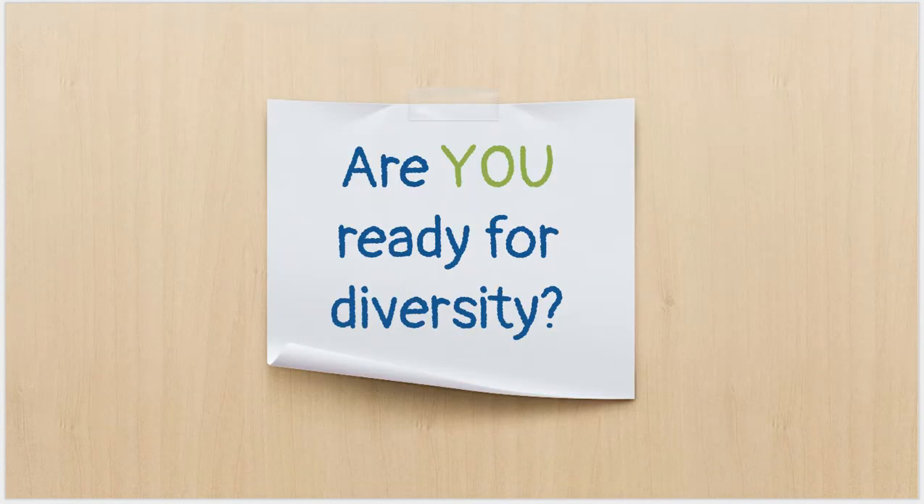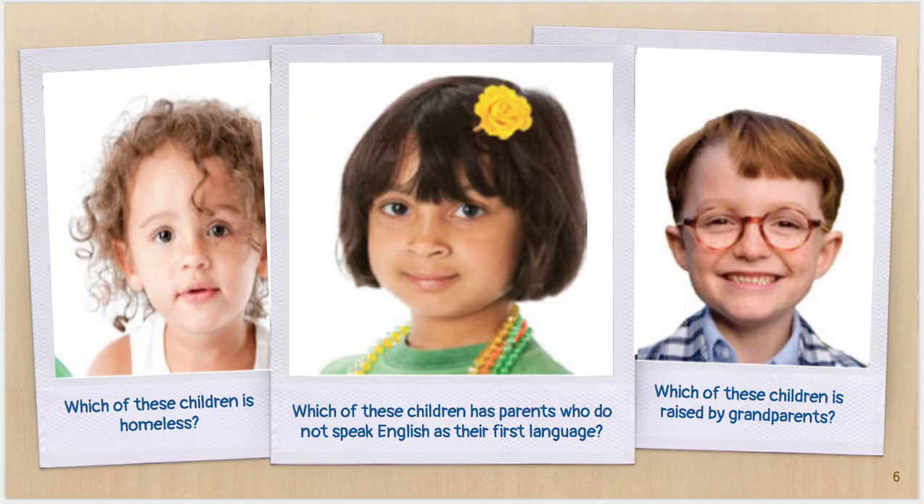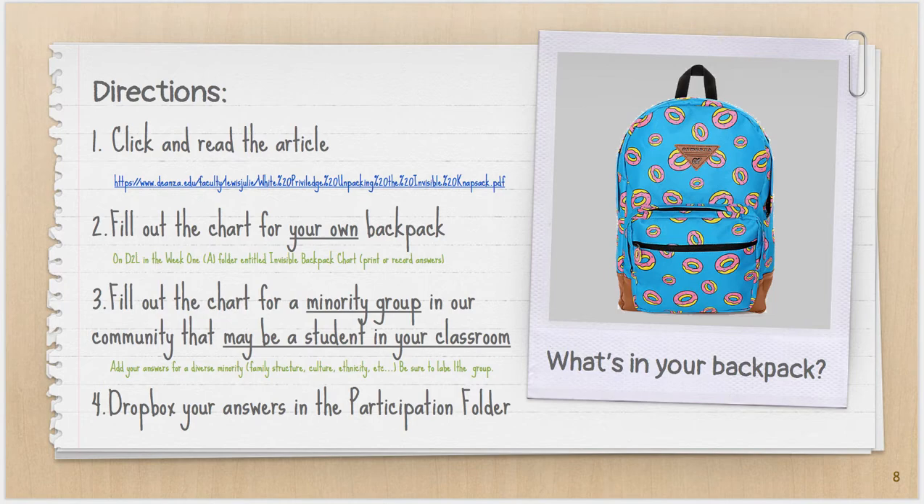Our next topic is, are you ready for diversity? And you're going to do a quick activity on your own. I'm going to skip over the next slide because it talks about the answers. Then you're going to do a participation activity. To complete the activity, follow these 4 steps. This is the link to the article you need to read, which is also in D2L. There's going to be a chart for you to fill out, and that is also in D2L. And then you'll Dropbox your answers.